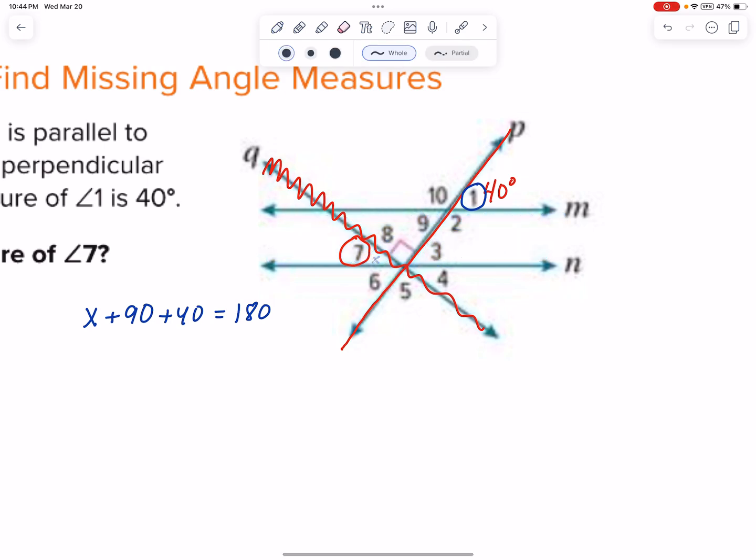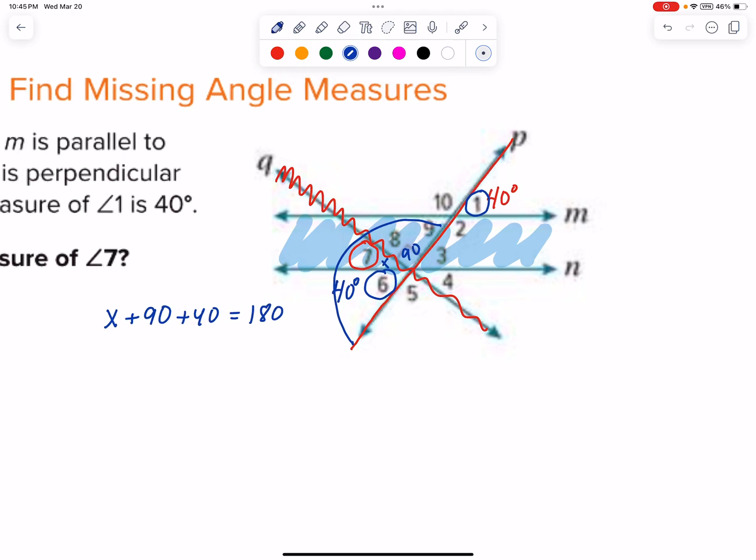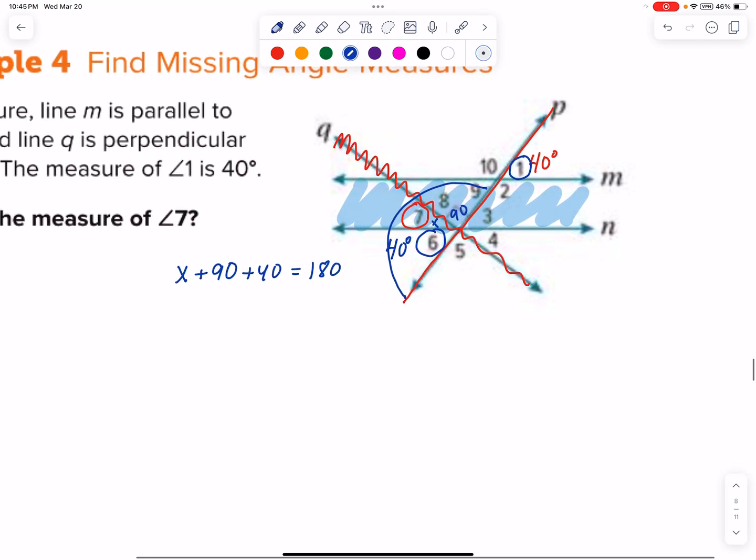If I get rid of all this stuff here, I'm going to shade my interior again. I could do something like this. So look at this. What kind of angles are these? They're both on the exterior and they're alternating across the transversal. So I know these are equal. They're alternate exterior. If I know that, look, now I know these angles are on the 180. And so we still have 90 and a mystery X. Okay, and so it works out both ways, a couple different ways. There might be even other ways to tackle that.